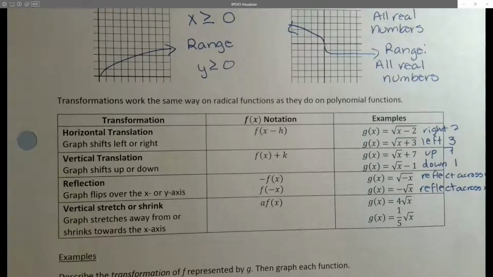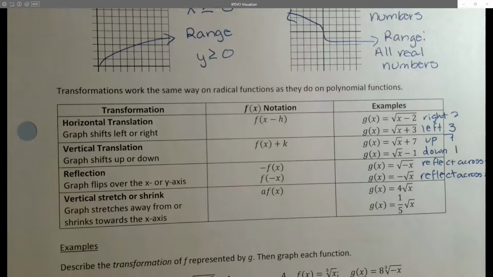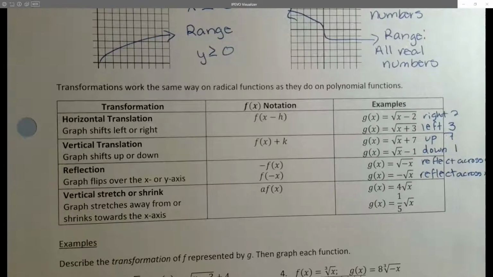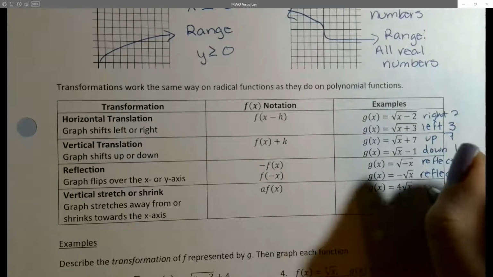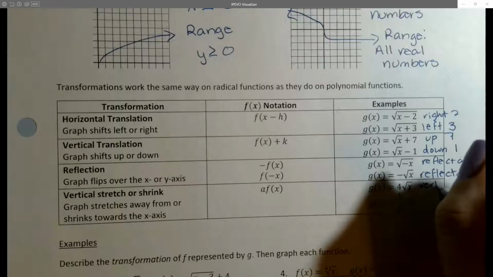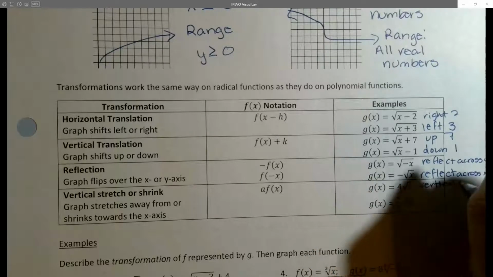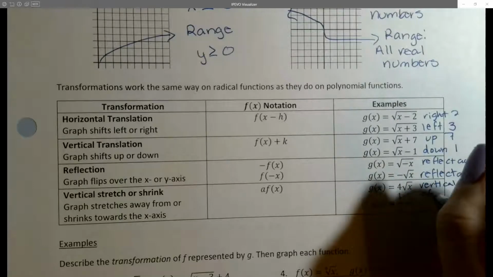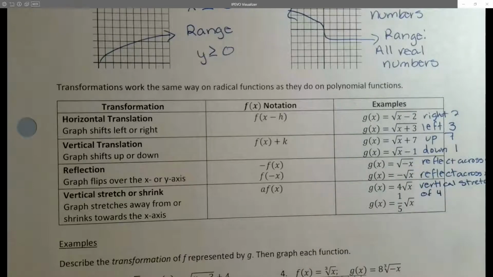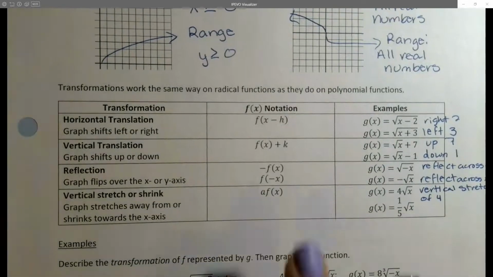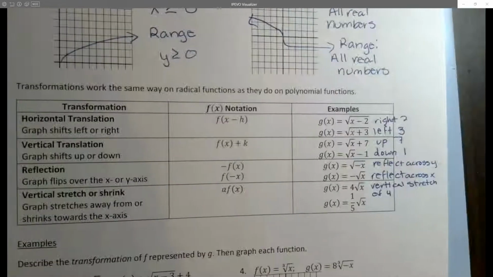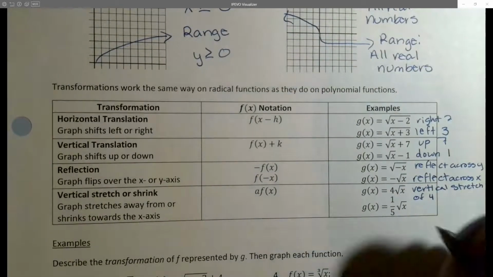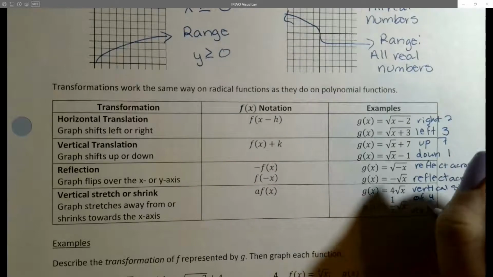Okay. Then I have vertical stretches or shrinks. Those go outside of it. So I have 4 square root of x. This is a vertical stretch of 4. And down below it, there we go. I have a vertical shrink of 1/5.